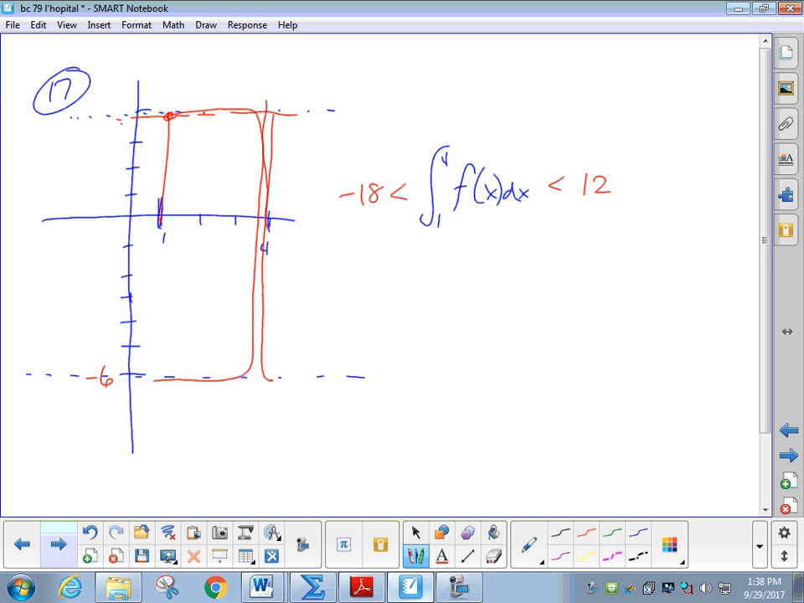Now, with that, it's easy to see what choice. A is the integral has to be greater than 0. Does it have to be greater than 0? Well, no, the curve could be down here, so it doesn't have to be greater than 0. B is, does the curve have to be less than 20? Well, yeah, we said it has to be less than 12, so does it also have to be less than 20? Yes, it does. C is, does it have to equal 16?